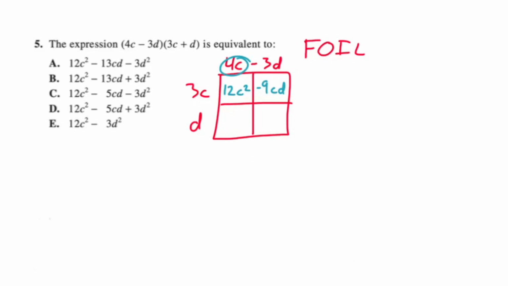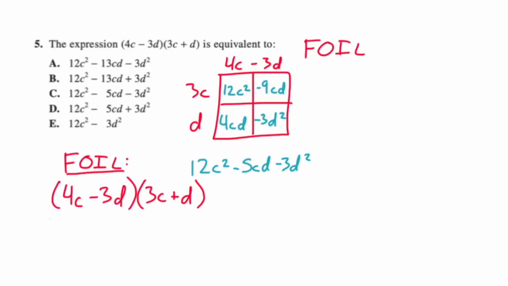4c multiplied times d is just 4cd. And then the last box is d times negative 3d. So negative 3d squared. So now we have all of these terms and we just need to combine like terms. So the first box has 12c squared. And then these are actually like terms, negative 9cd and positive 4cd. If you add those together, that would be negative 5cd. And then there's a negative 3d squared at the end. So if we look for our answer, looks like we get C.